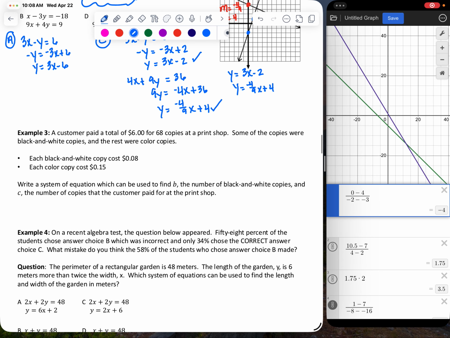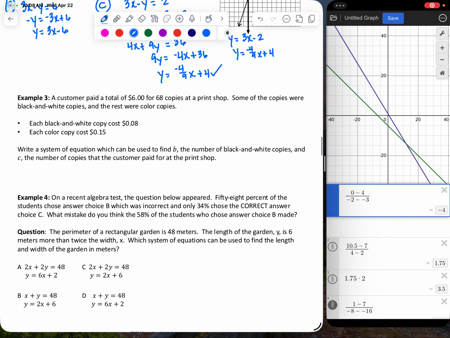All right, example 3. A customer paid a total of $6 for 68 copies at a print shop. Some of the copies were black and white, and the rest were color copies. Each black and white copy was 8 cents. Each color copy was 15 cents. Write a system of equations which can be used to find B, the number of black and white copies, and C, the number of color copies that the customer paid for at the print shop.